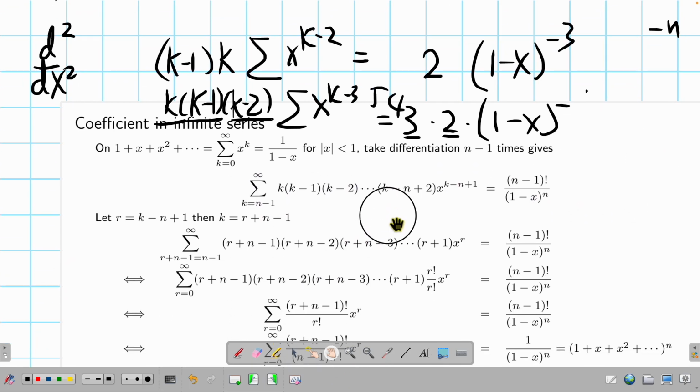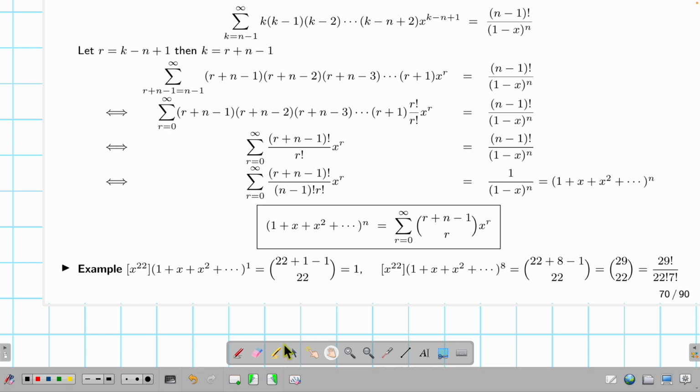Then what's next? Now I have this one on the top. What I'm going to do is let r be k minus n plus 1. If I let r be k minus n plus 1, I can write k as a function of r. That means k is r plus n minus 1. So basically I move the n here and the 1 there. Now all the k I have highlighted will become r plus n minus 1. The first green term will become this. The second green term will be the same thing, r plus n minus 1. For the second term, there's a minus 1 already and a minus 1 here; together they give minus 2.